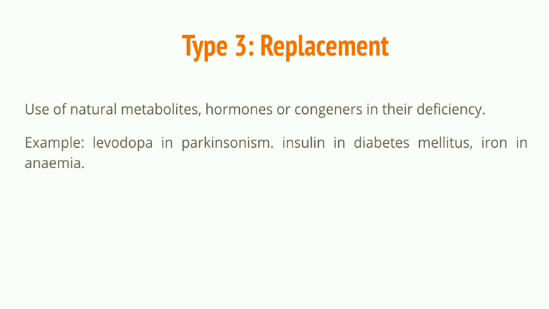Now the type is replacement. Use of natural metabolites, hormones, or congeners in their deficiency is called replacement. Like in Parkinsonism, we will use levodopa, in diabetes mellitus, we will use insulin, and in anemia, we use iron. We replace the original components of the body with the drugs. This is called the replacement type of drug action.